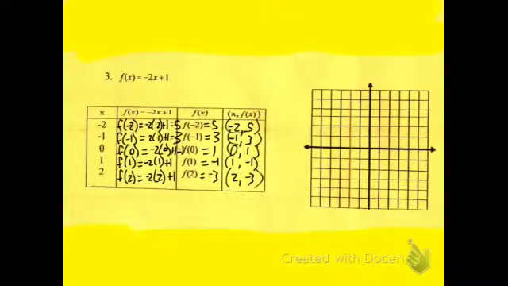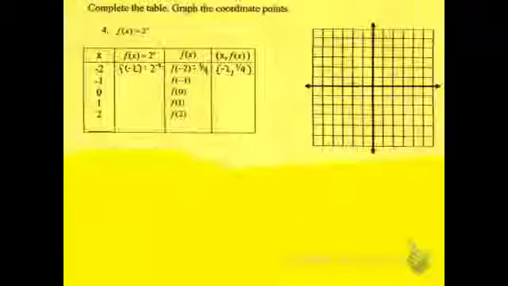Now that we've done all that work, plot the points. You got -2, 5, 1, 2, 3, 4, 5. And you got the point -1, 3. And then the point 0, 1. And then the point 1, -1. And then the point 2, -3. And ta-da, it makes a line, by the way. You can draw the line there or not. You're supposed to plot the points.